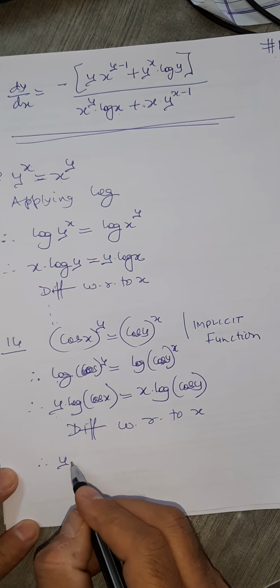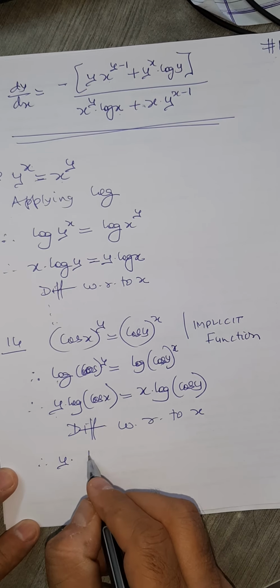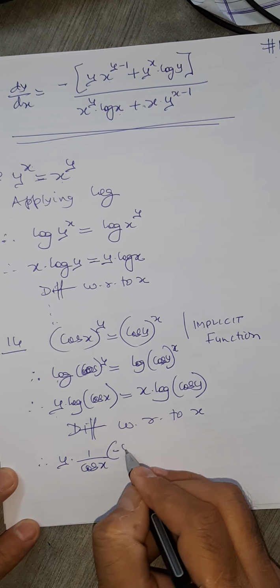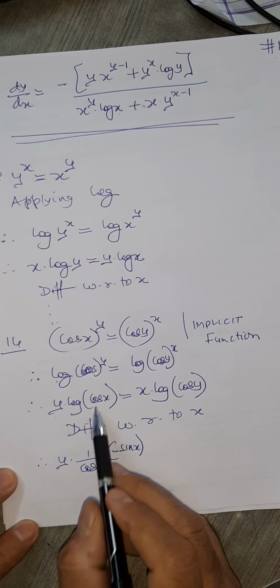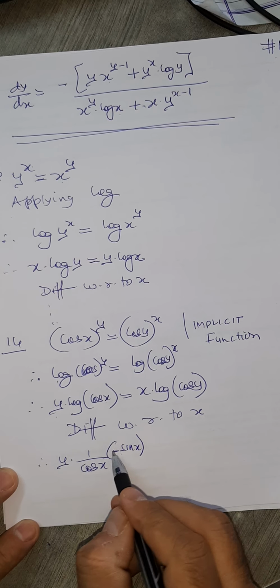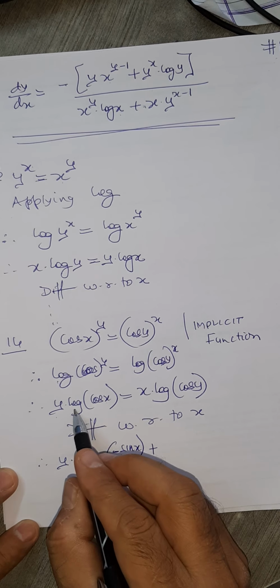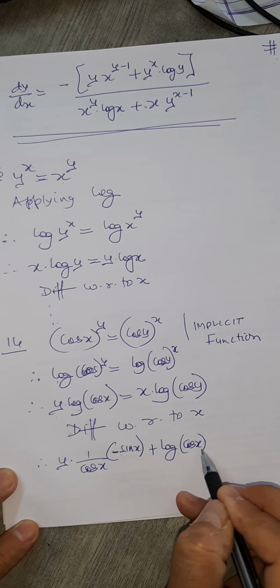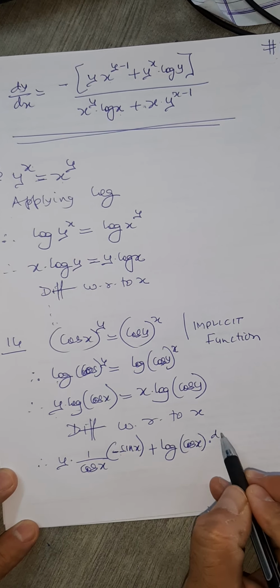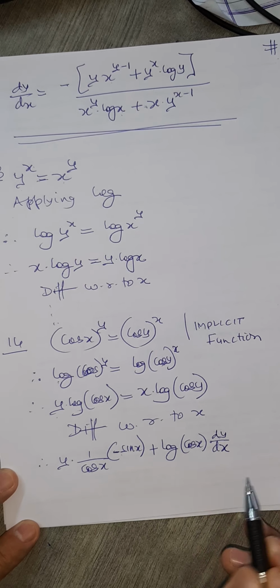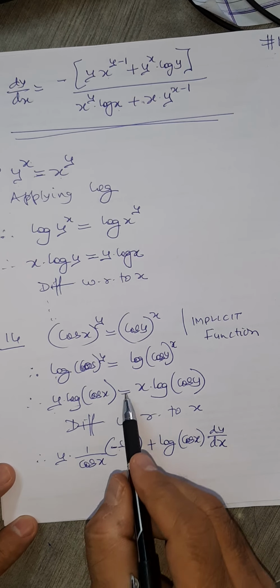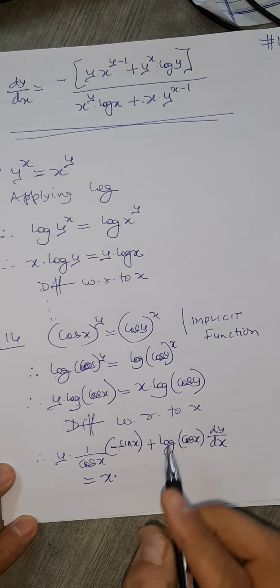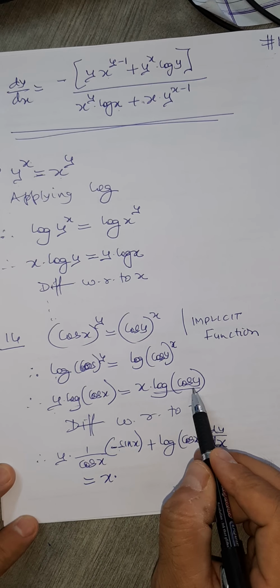y as it is. What's the derivative of this? 1 upon cos y into the derivative of cos, which is minus sin y, plus this one as it is, log of cos x as it is, into differentiation of this, dy by dx, equals to here x as it is, differentiation of this, chain rule.